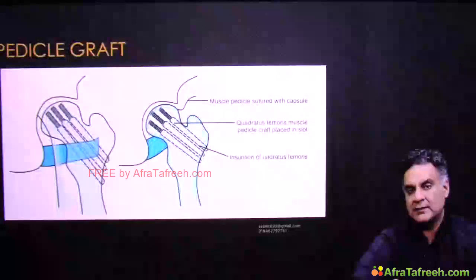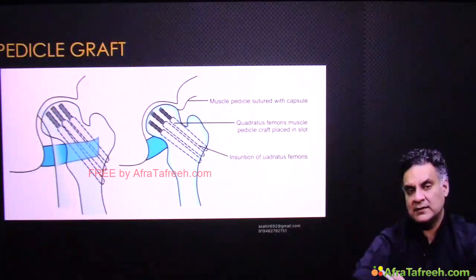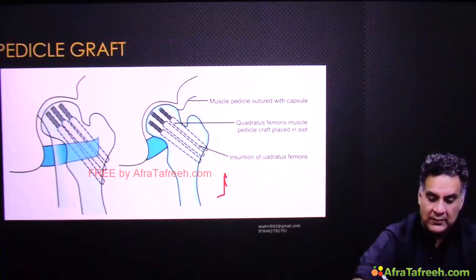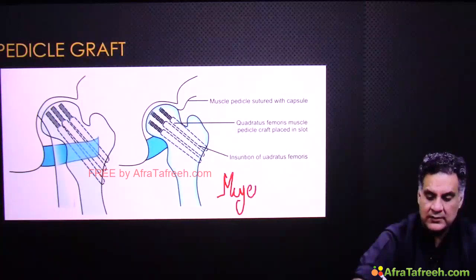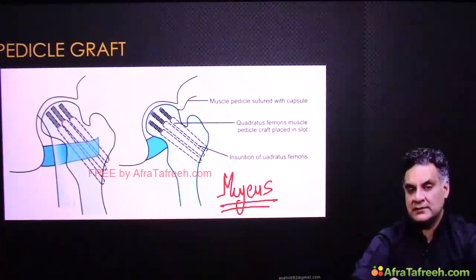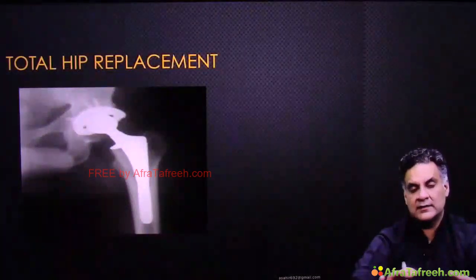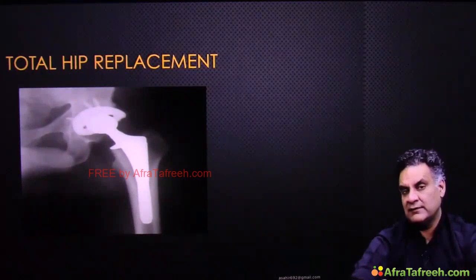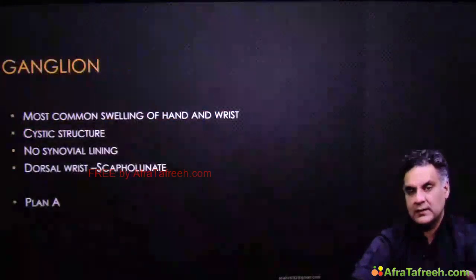Or you can take a blood supply along with the muscle and insert it in the head, called a muscle pedicle graft. One example is a quadratus femoris graft, in which you put quadratus femoris in the head, called Meyer's graft, or the classical surgery in today's world, hip replacement. Number 1 for avascular necrosis.